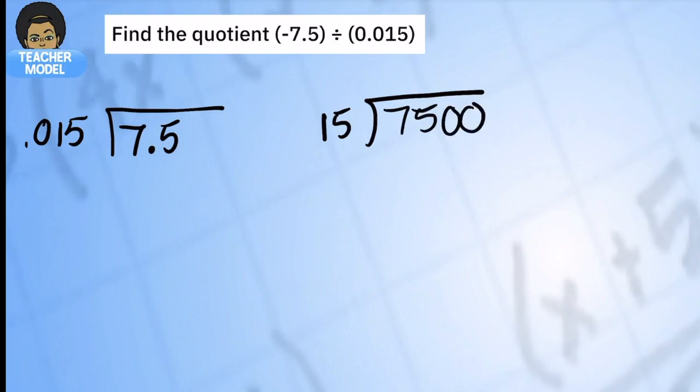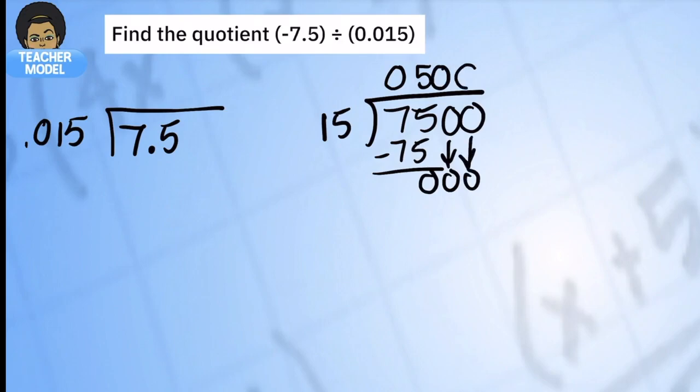All right, and again, I made both numbers bigger by 1,000 so that I can divide and they're still proportional. I'm getting the same thing. So you're going to divide as you normally would. 15 does not go into 7, but it goes into 75 5 times. Bring down the 0. It does not go into 0. Bring down my other 0.